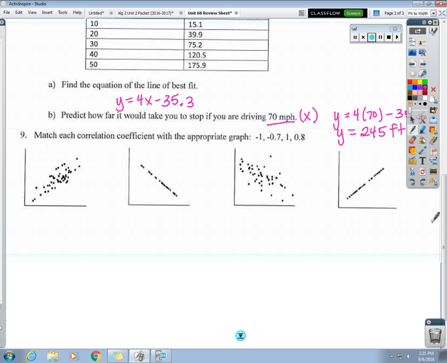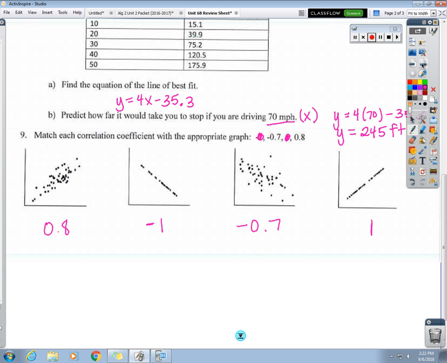Okay, match each correlation coefficient with the appropriate graph. Negative 1, negative 0.7, 1, 0.8. Which one would the negative 1 go on? Right, because that's the strongest it can get, and it's negative, so negative 1. So where would this positive one go? The last one. Then the other two are kind of common sense. It's a good thing one was negative, one was positive, because which one appears to be stronger, the first one or the third one? The first one, and that makes sense because it's the positive one, so it has to go over here with the positive one. But if I had had a positive or negative, that would have been a little tricky. But since it does, it makes it common sense.